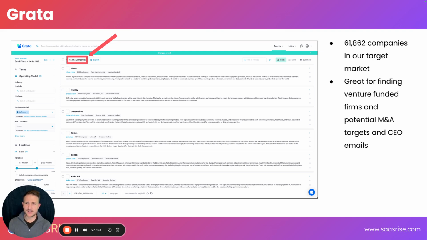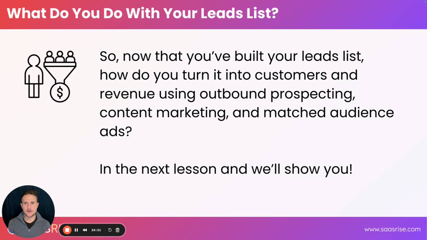And then lastly, Grata, which is a sort of M&A research tool. You could also look at Capital IQ or PitchBook. Grata had 61,000 companies in our target market.